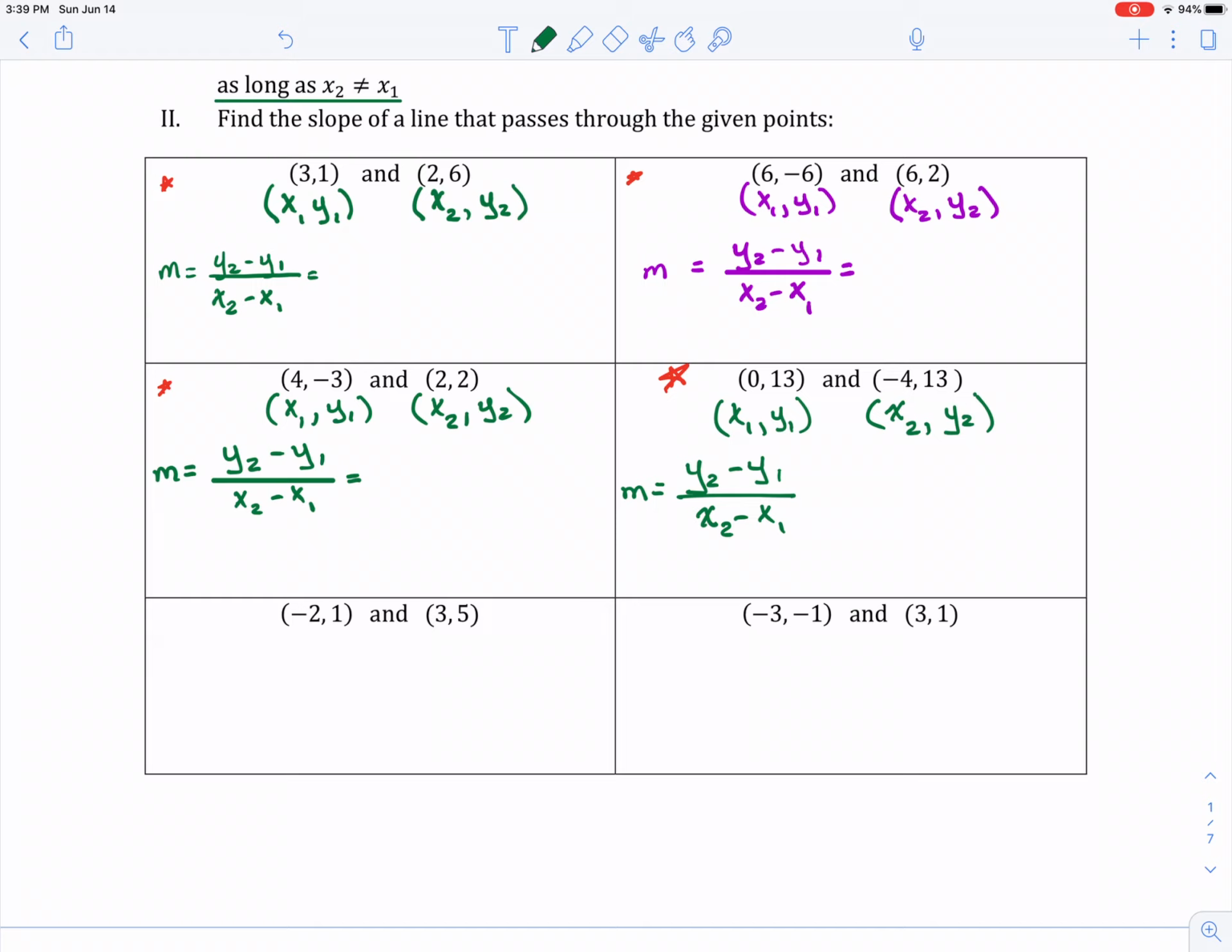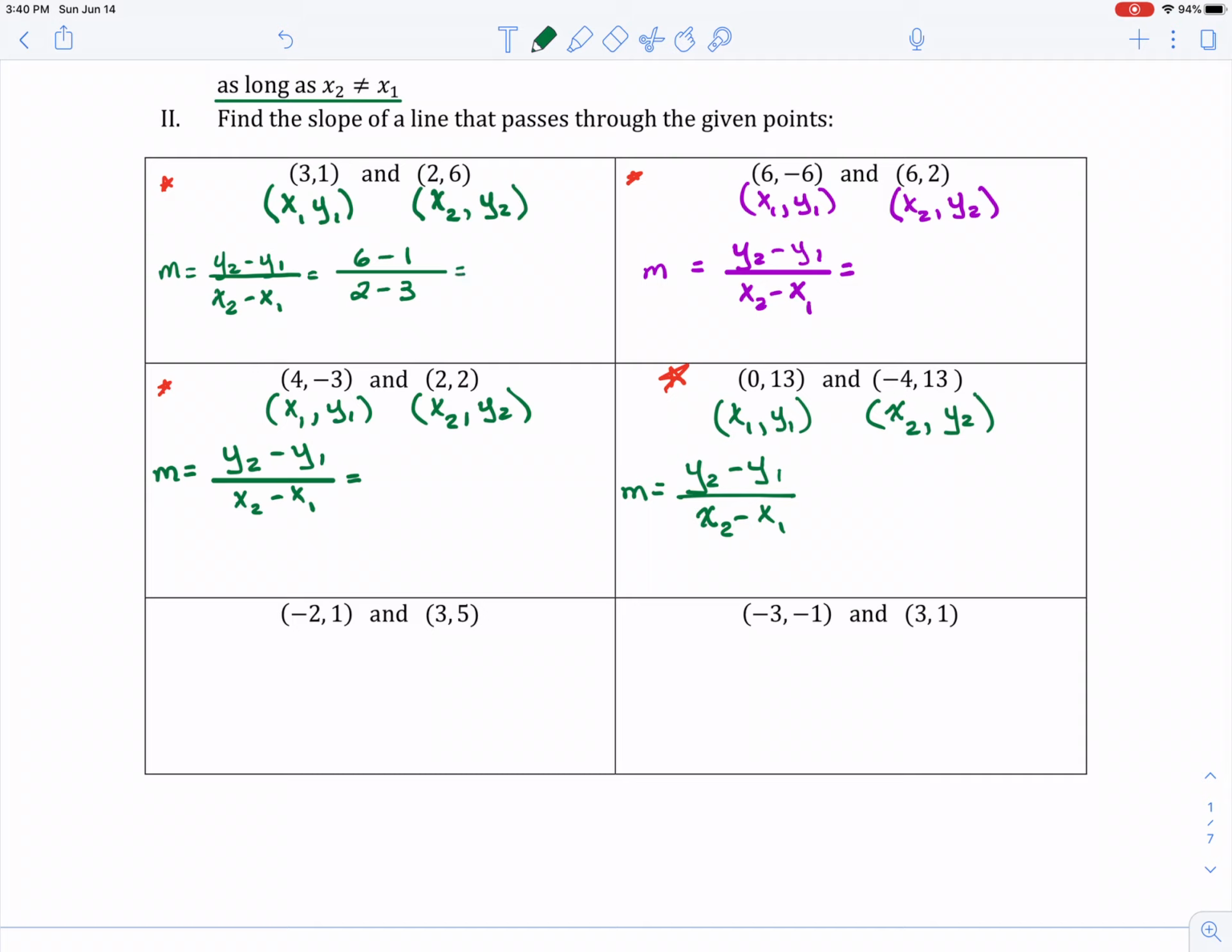So y sub 2 is 6 in this problem. Y sub 1 is 1. X sub 2 is 2. X sub 1 is 3. The order is critical. If you get the wrong order, you're going to get the wrong slope.